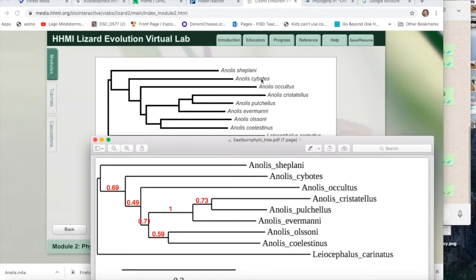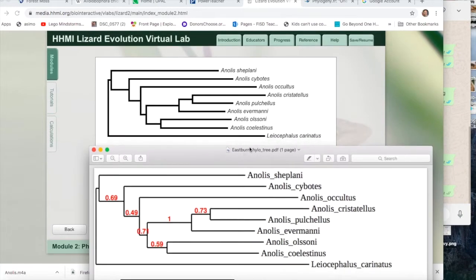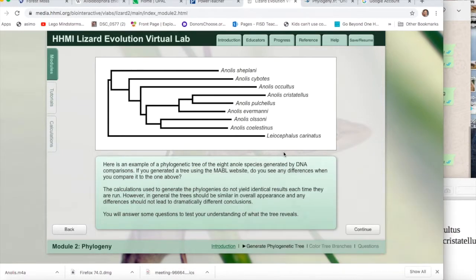Sheplandi at the top, Cyboides, Occultus, Cristatellus. All of these are just names. The computer program that's analyzing this just sees that as a file name. It's not establishing any knowledge on these names based on anything besides a name they were given and a DNA sequence that they were given. But we do see that they're all lining up based on what Dr. Lassos' data show, which is pretty amazing, pretty interesting.